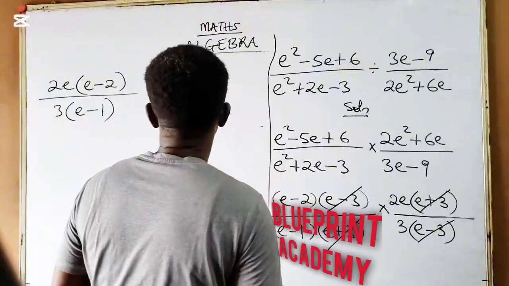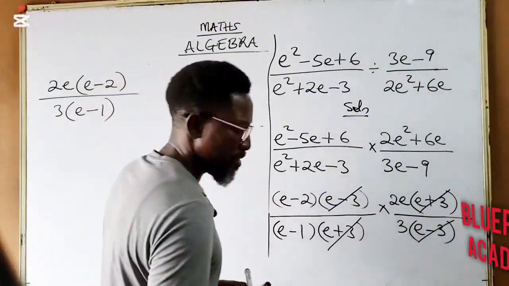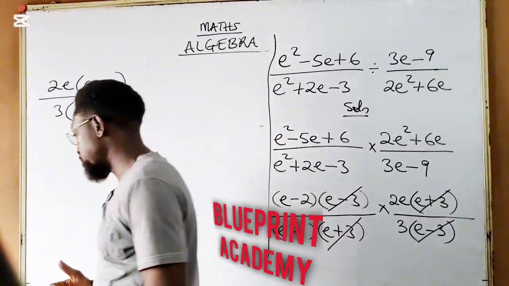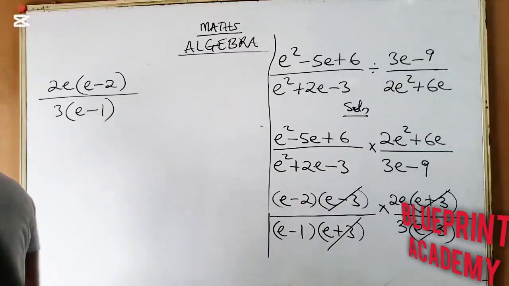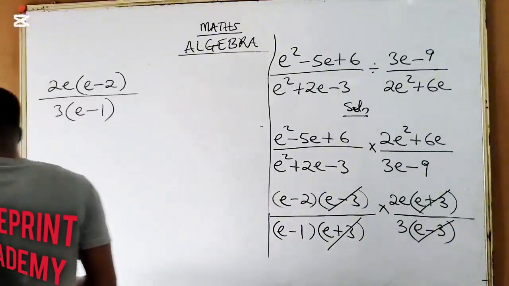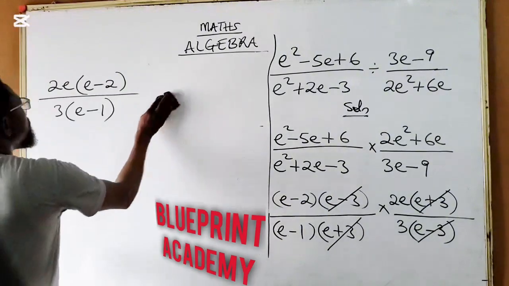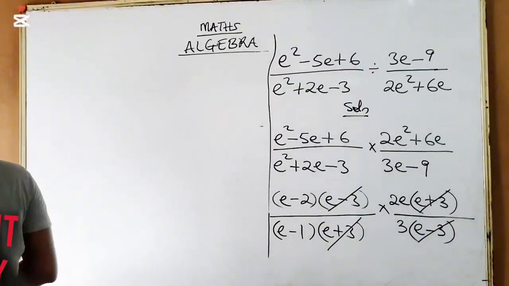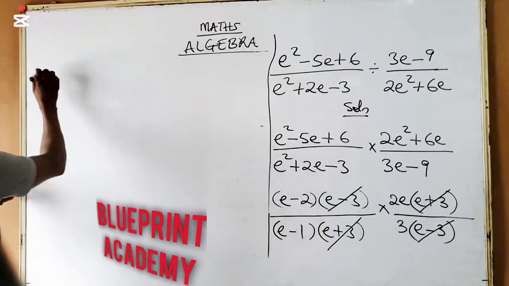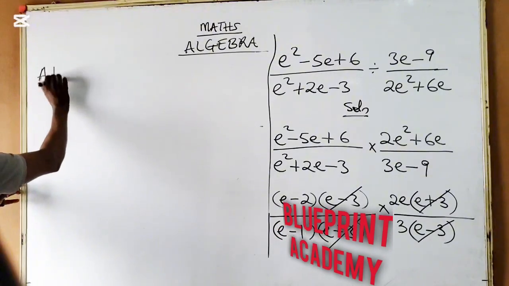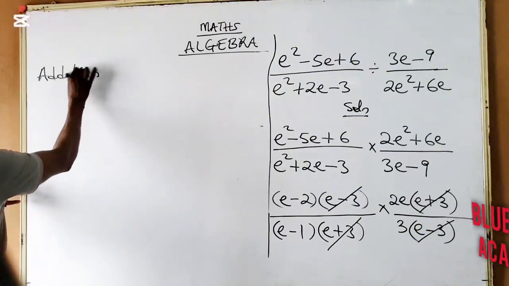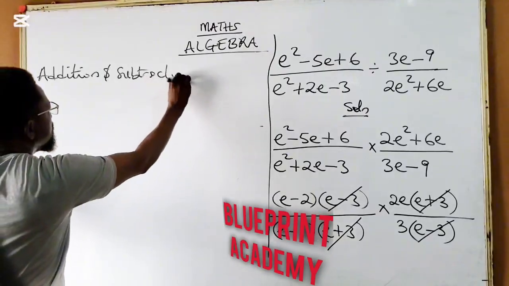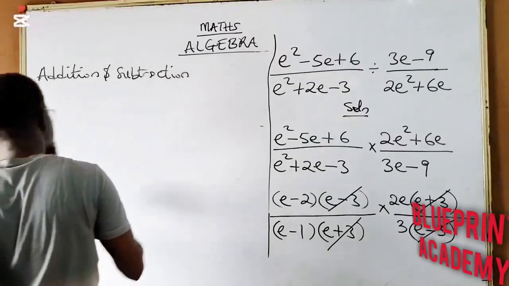We are still going to proceed. There are other aspects of algebra which we are still going to look at. We're going to proceed now. We'll look at addition and subtraction of fractions. That is the next part. Addition and subtraction of fractions.